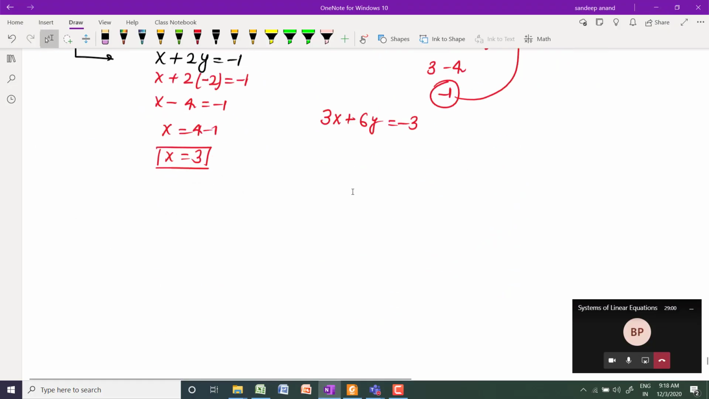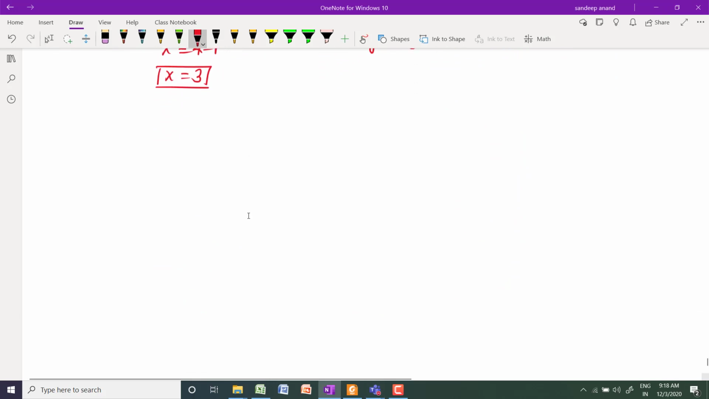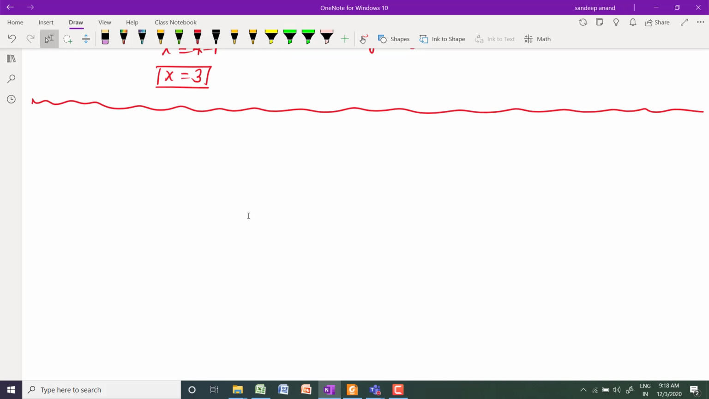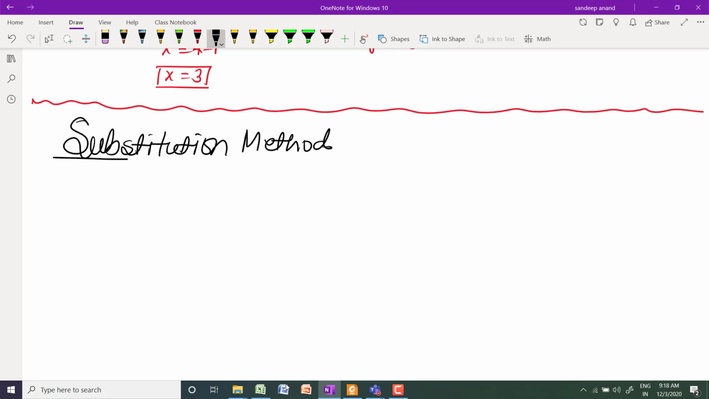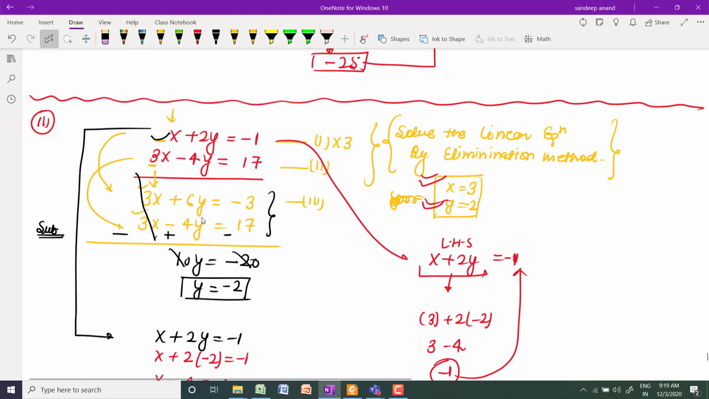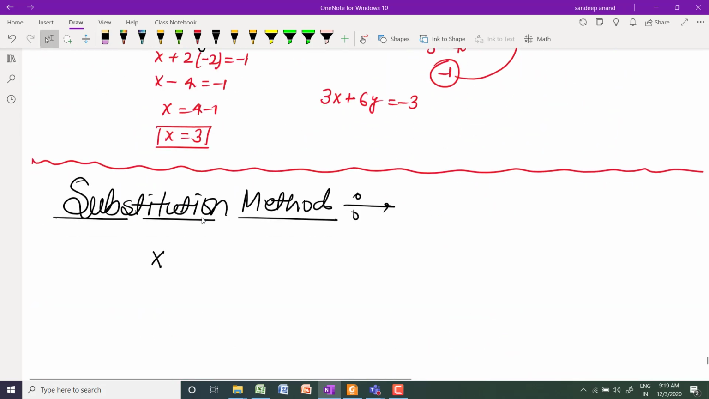Now I'm going to give you the idea of elimination and substitution. Now this is the new concept, substitution. So in the substitution method, the first question I'm going to explain slowly. I'm taking the same example: x plus 2y equal to minus 1.